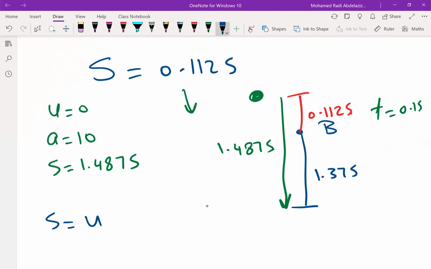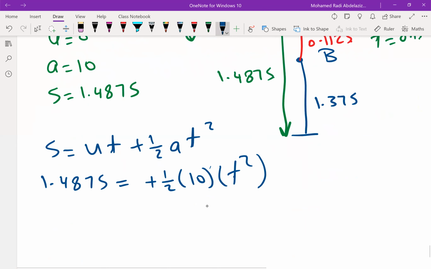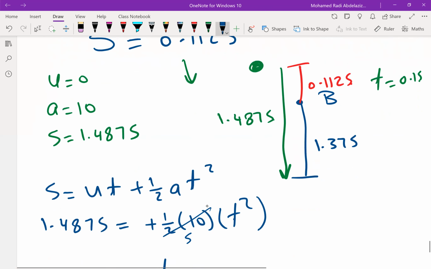s is equal to ut plus half at squared. The displacement 1.4875 is equal to initial velocity 0, then half of acceleration 10 and time squared. By solving this equation, half of 10 is 5, divide this value by 5, then take the square root. You will get the time 0.5454 to reach the ground.